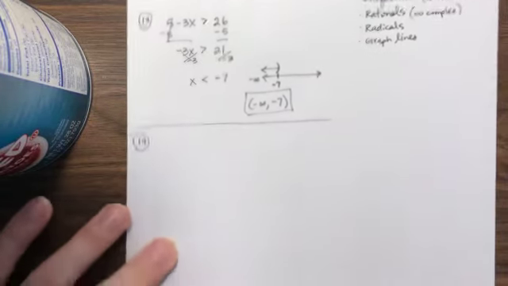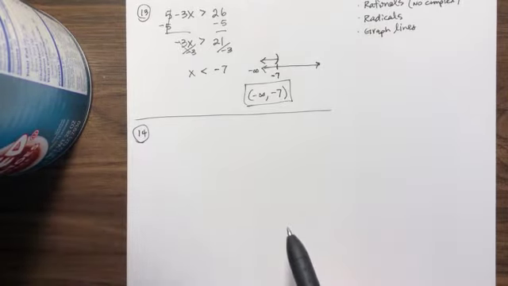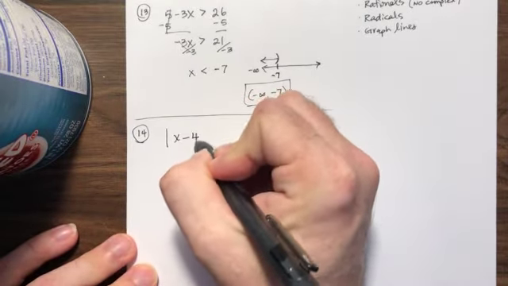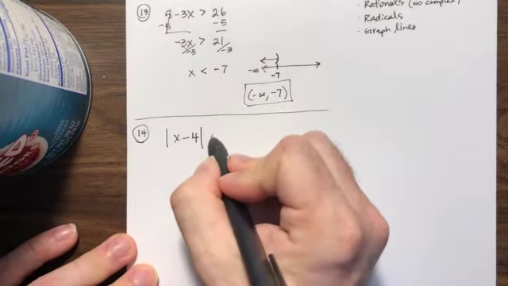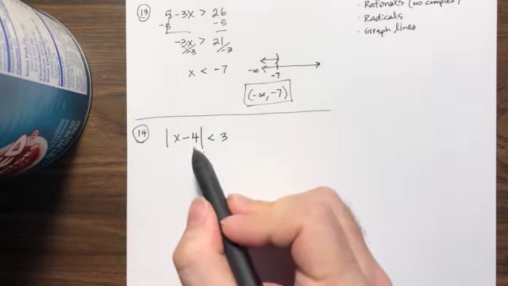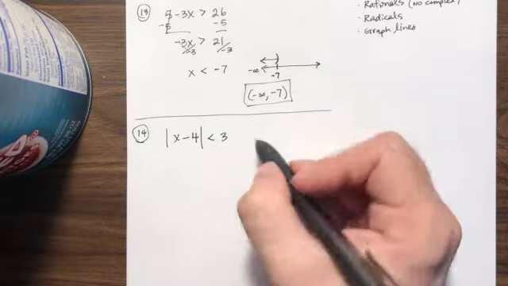Number 14. We have an absolute value inequality. So the idea is that when we have an absolute value inequality, we want to get the absolute value by itself, and then we want to split it up into 2 using KFC.